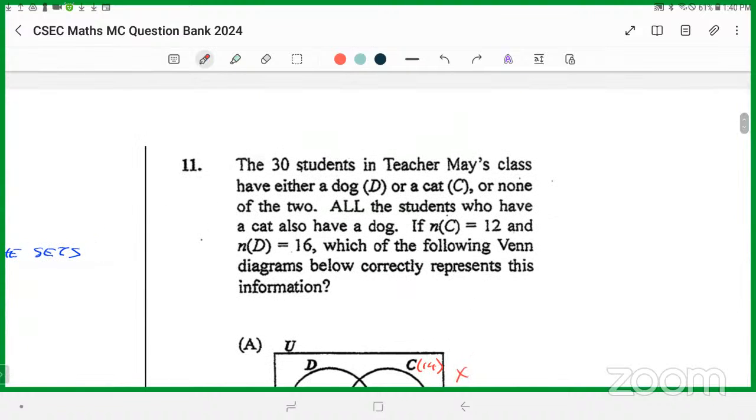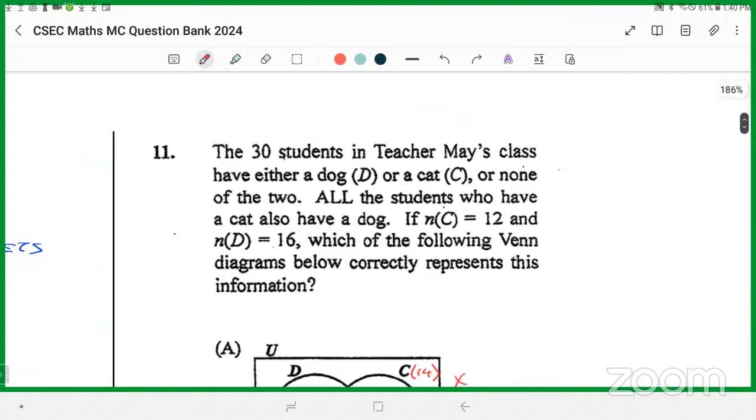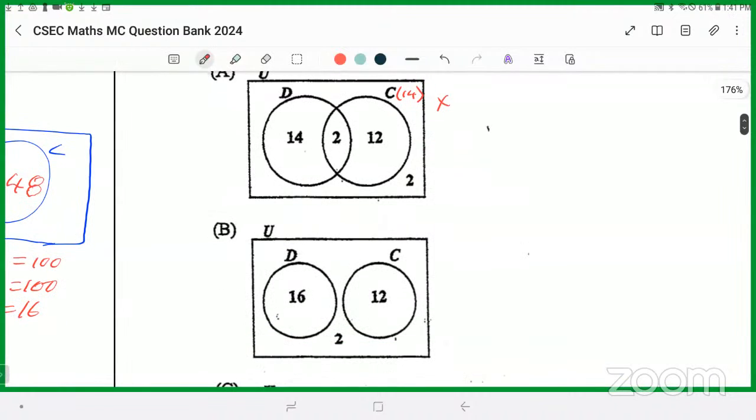In fact, there's a subset situation because it said all who have cats also have dogs. So you know that there must be some intersection. There's no disjoint situation here. So that's what caused this one to be wrong, because the information does not suggest a disjoint situation. You get me? That one caused that one to be wrong.